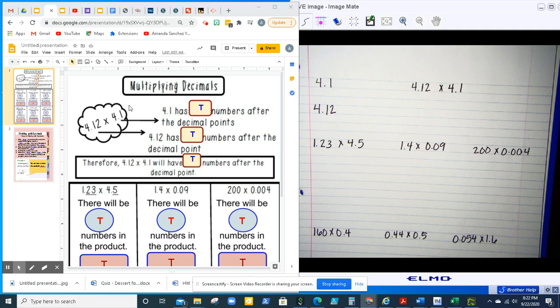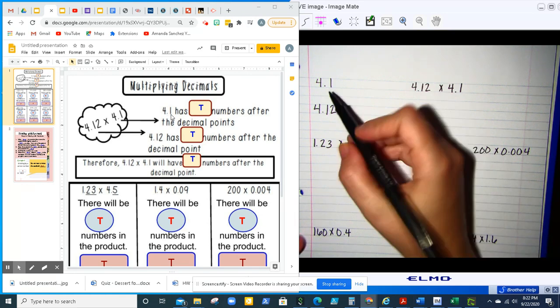Today's notes are on multiplying decimals. You guys have worked with integer operations, so we're going to start with multiplying today. Tomorrow we'll be dividing decimals. So a quick review, starting with this first one right here.